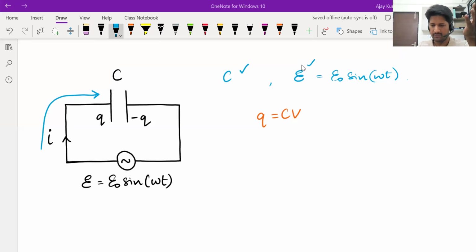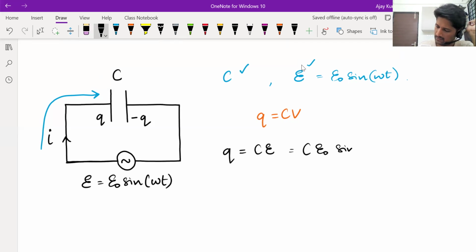Okay. So the voltage we applied is an alternating voltage, E naught sine omega t. It keeps changing with time. So the charge also keeps changing with time. Let me write it directly. Q is equal to CV. In this case, we'll write Q is equal to CE, the alternating voltage. So that becomes C E naught sine omega t. That's all, very simple. That's the charge on the capacitor as a function of time.